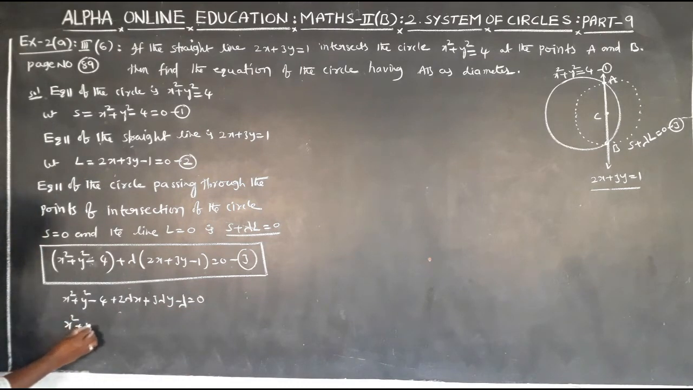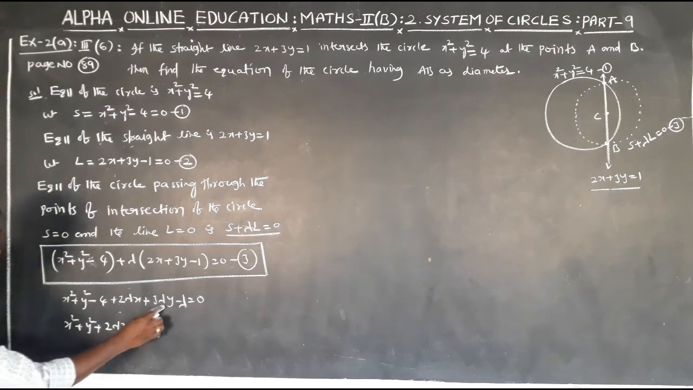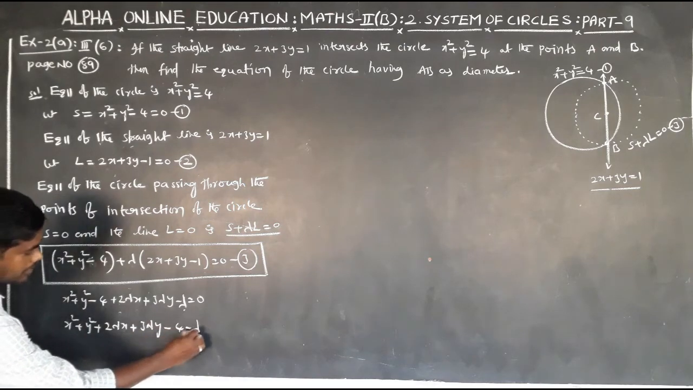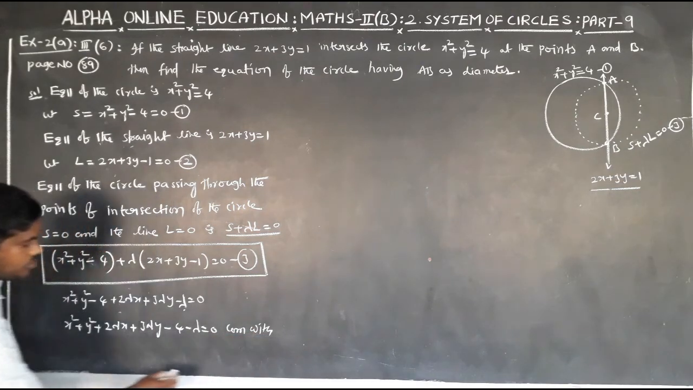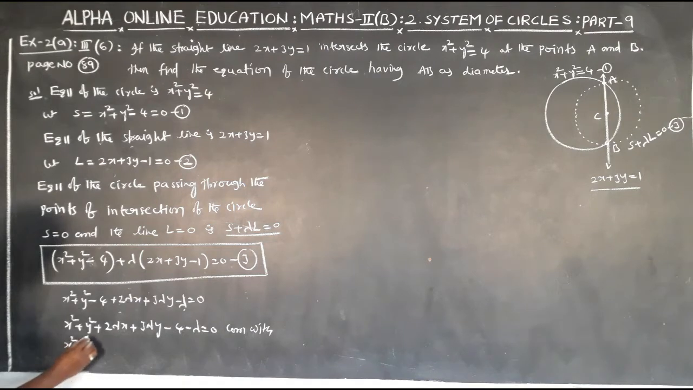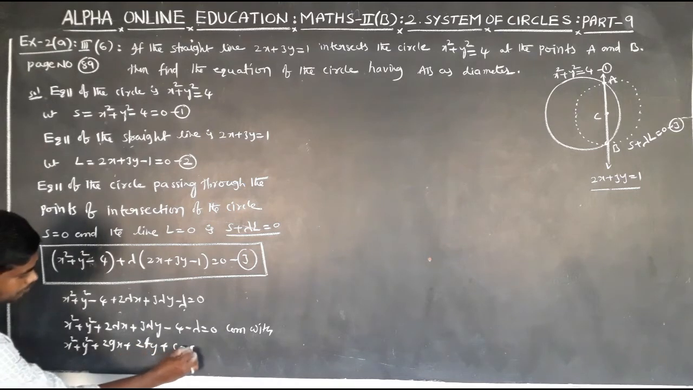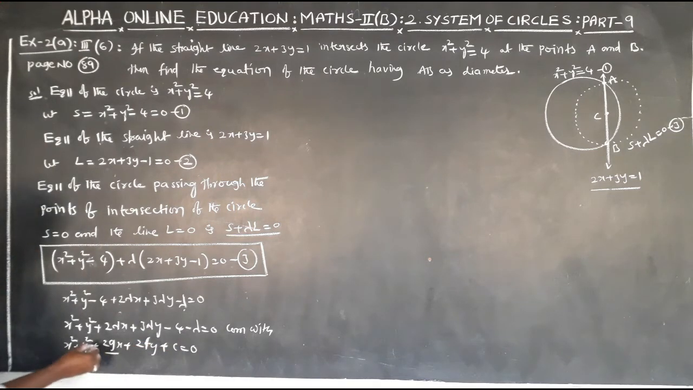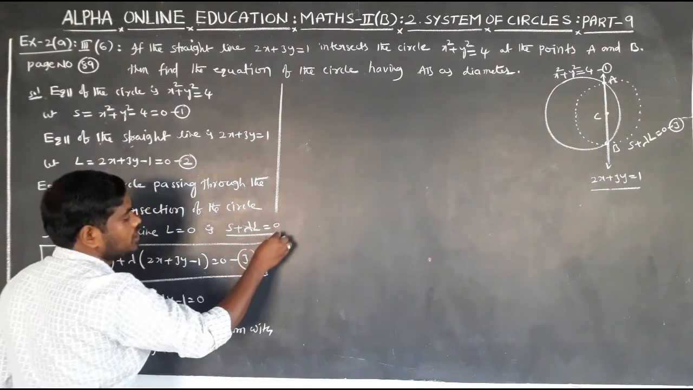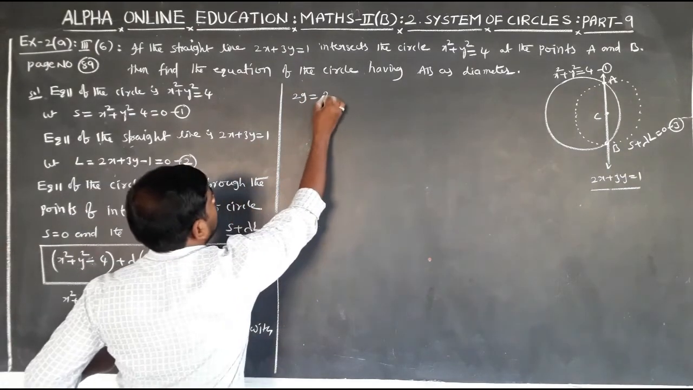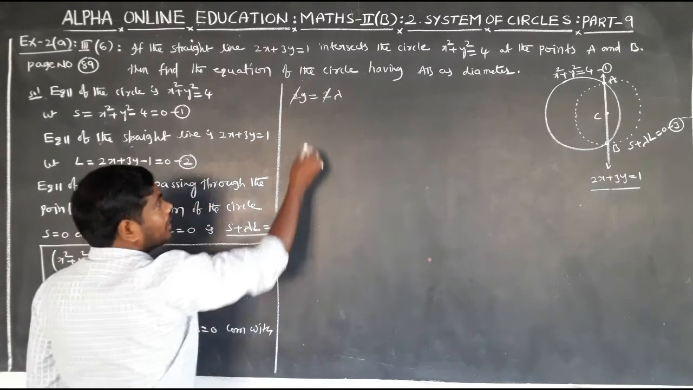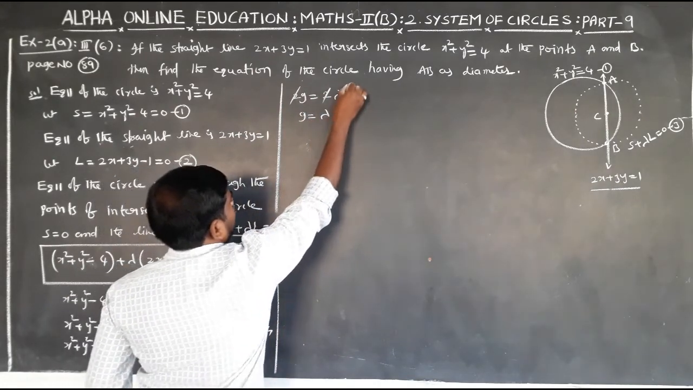x² + y² + 2λx + 3λy − 4 − λ = 0. Comparing with the general equation x² + y² + 2gx + 2fy + c = 0, the x coefficient is 2g. Here the x coefficient is 2λ. Both sides 2 get cancelled, so g = λ.